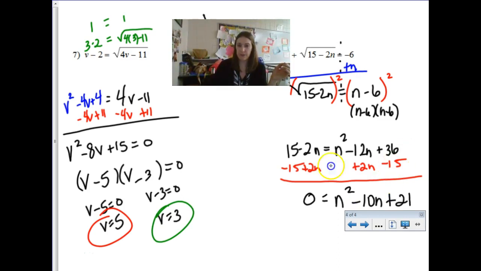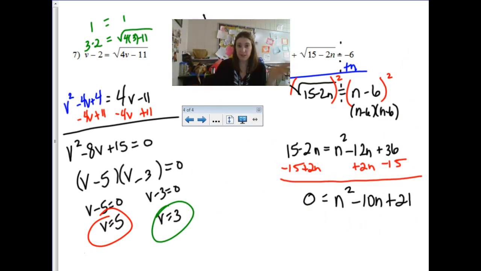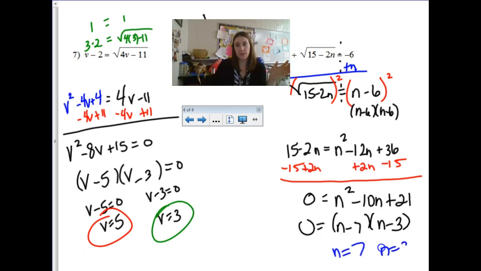So when I go through the effort of actually factoring this, well, in fact, it's pretty nice. And spoiler alert, every one of these that I'm going to give you in this lesson are going to factor real nice. We get n minus 7 times n minus 3 for my factors. So for now, I have the solutions of n equals 7 and n equals 3. But let's go back to our problem.